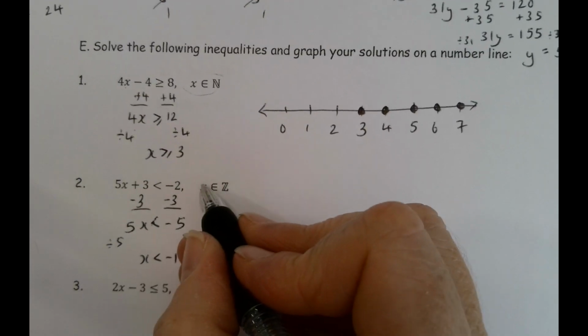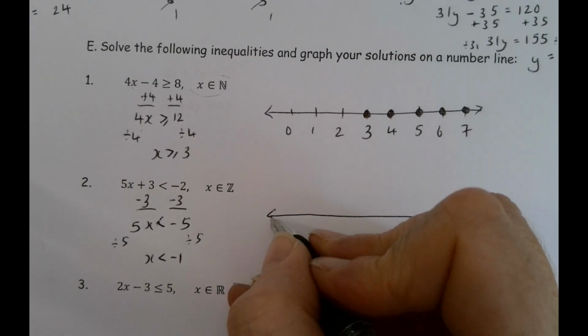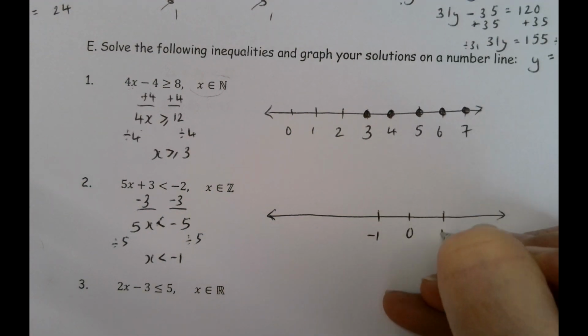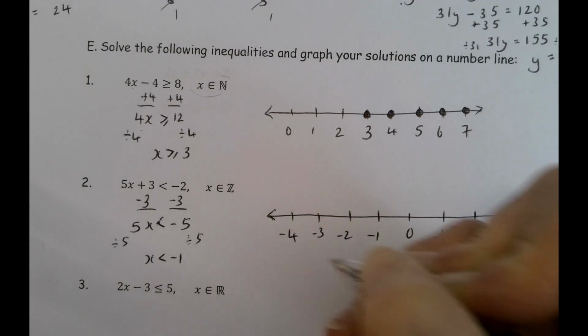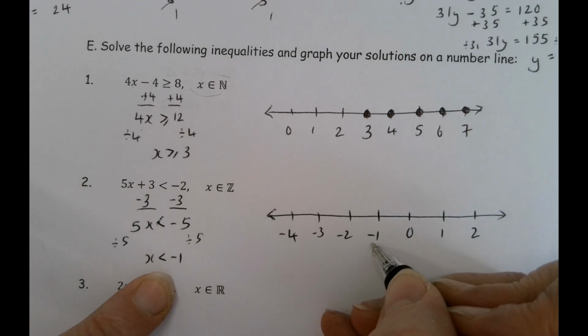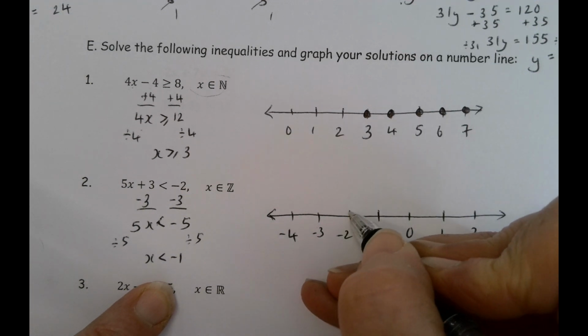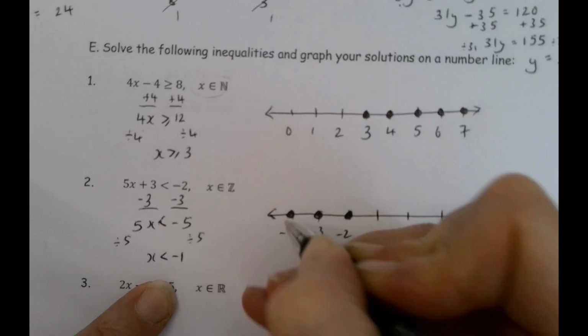Now this time it's integers. So that means positive and negative whole numbers. So I'm going to put −1 in the middle. 0, 1, 2. −2, −3, −4. x is less than −1, so it's not less than or equal to −1. It's just less than −1. So −1 is not included. −2, −3, −4, they're all included.